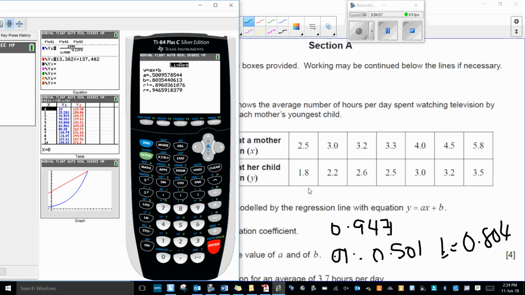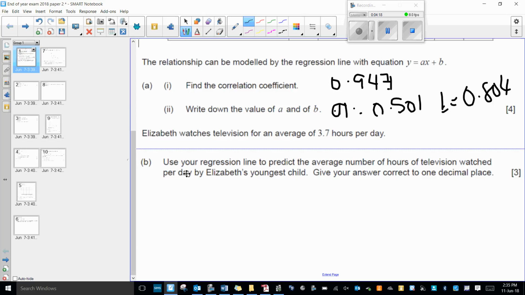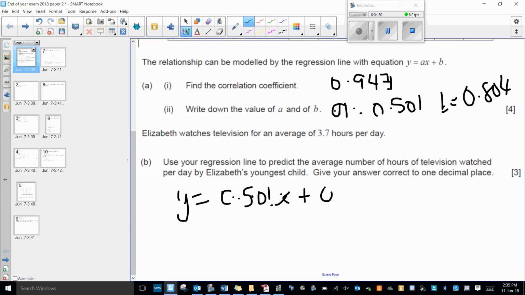Elizabeth watches television for an average of 3.7 hours a day. Use your regression line to predict the average number of hours watched per day by Elizabeth's youngest child. Give your answer to correct 1 dp. So we're using this equation, so it's y equals 0.501x plus 0.804, and we're substituting in the value of 3.7.